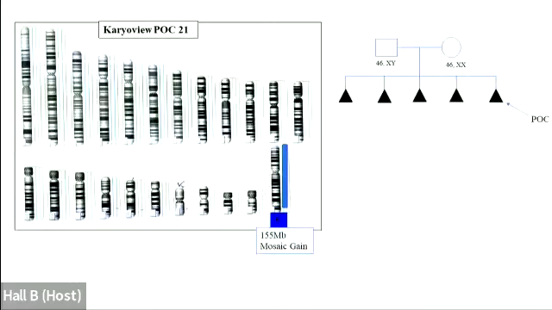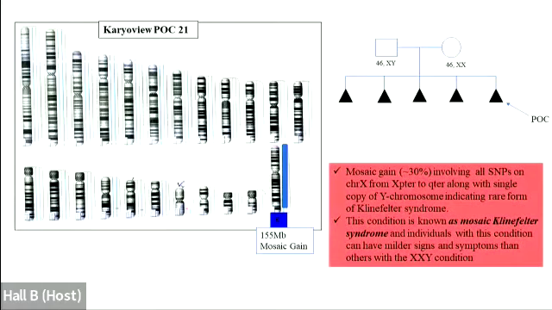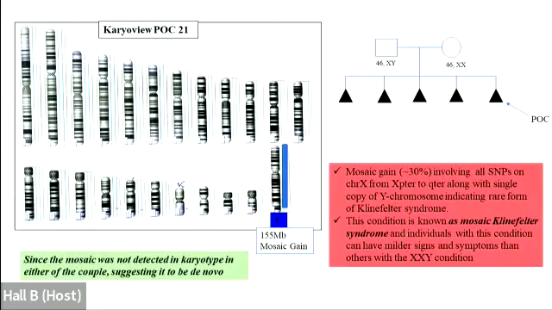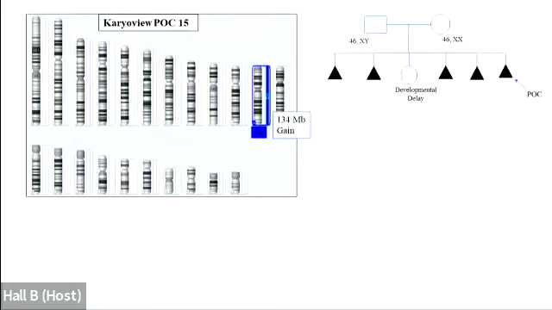Then we had the next sample where there were 5 losses and a 155 MB mosaic gain at chromosome X, a condition very similar to mosaic Klinefelter. Since the mosaicism was not detected in any of the parental karyotypes, we suggested that it must be de novo.